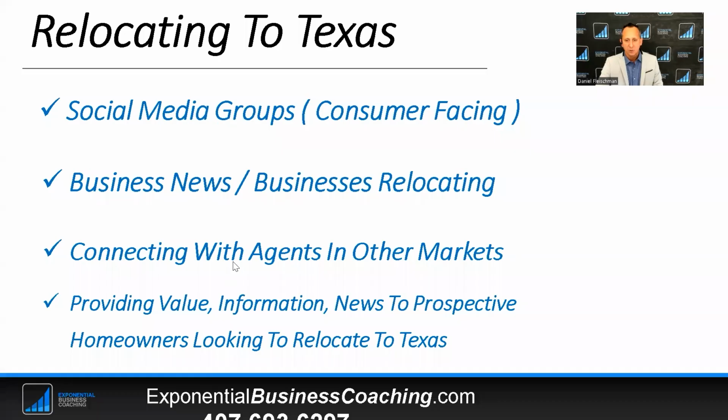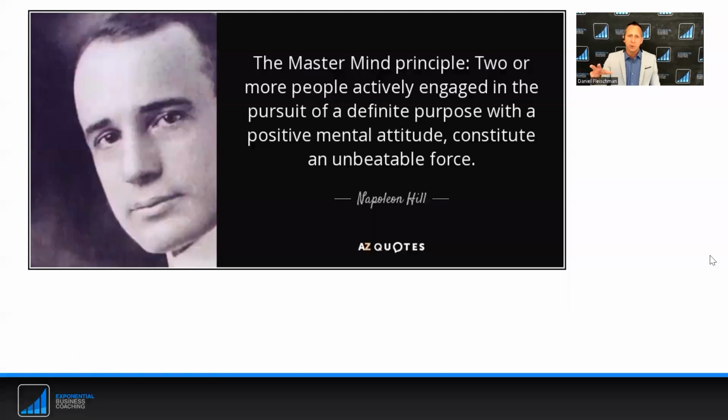Okay, so just recapping here really quick. Let's see if we got anything else. Oh, lastly, listen, Napoleon Hill, the mastermind idea. Here's what Napoleon Hill has to say about masterminds. The mastermind principle: 2 or more people actively engaged in the pursuit of a definite purpose with a positive mental attitude constitute an unbeatable force.